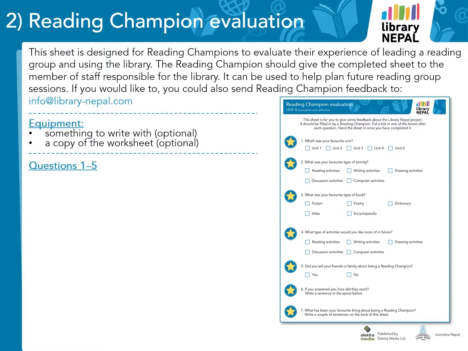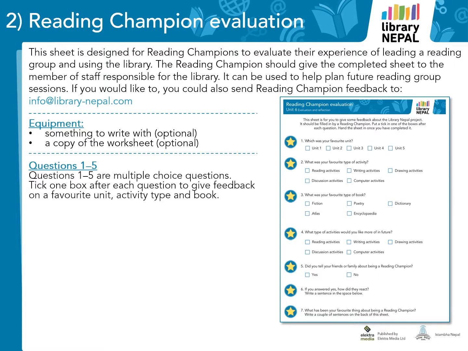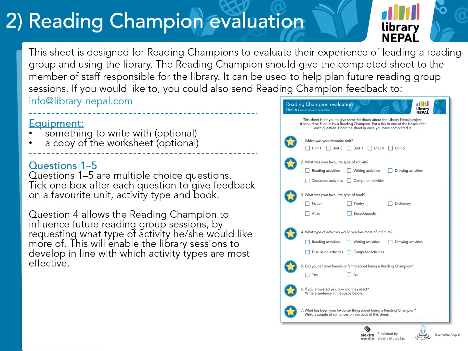Questions 1 to 5 on the evaluation sheet are multiple choice questions. The reading champion should tick one box after each question to give feedback on a favourite unit, activity type, and book. Question 4 allows the reading champion to influence future reading group sessions by requesting what type of activity he or she would like more of. This will enable future library sessions to develop in line with which activity types are most effective.